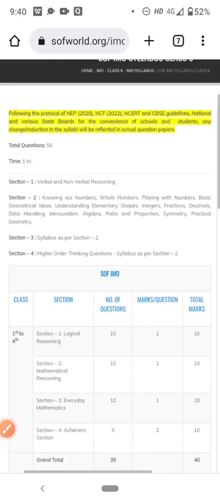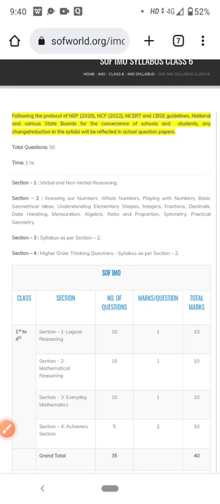Now coming to the topics which are in your school book. Okay, the first chapter is knowing our numbers. Then you will get whole numbers, playing with numbers, basic geometrical ideas, understanding elementary shapes, integers, fractions, decimals, data handling, mensuration, algebra, ratio and proportion, symmetry, practical geometry. Okay, so all these are in your syllabus. Section 3 will have the same syllabus as section 2. Higher order thinking skills, HOTS syllabus, again same as section 2.